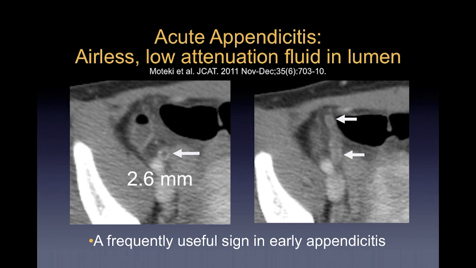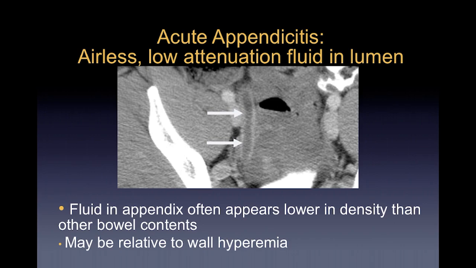You can have less than 2 millimeters, a little 1 or 2 millimeters of fluid in the lumen, and that can sometimes be seen in normal patients. Here's another example. This patient had airless low attenuation fluid in the lumen of the appendix in the setting of acute appendicitis. Sometimes this appearance can help draw your eye to the appendix, can help you find it in the first place. And you note in this image that sometimes the fluid in the lumen actually looks lower attenuation than the fluid in adjacent bowel loops.